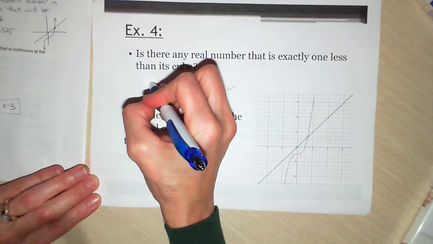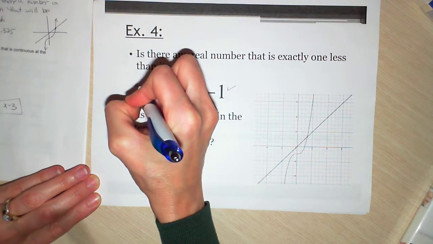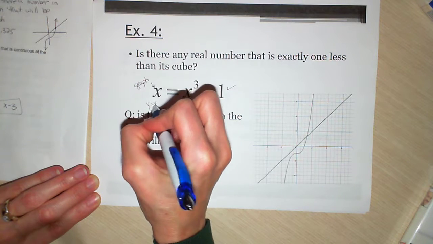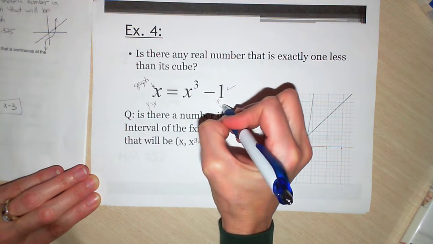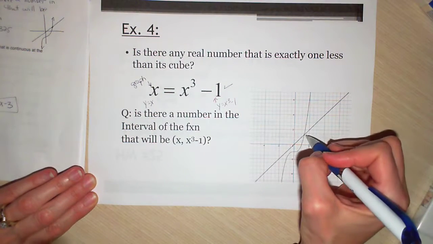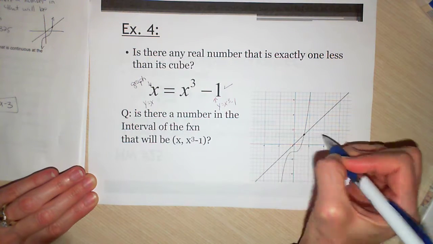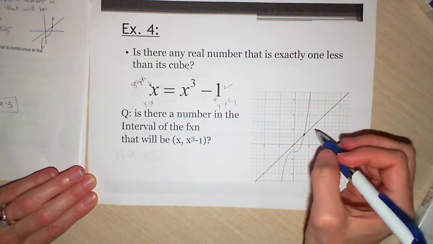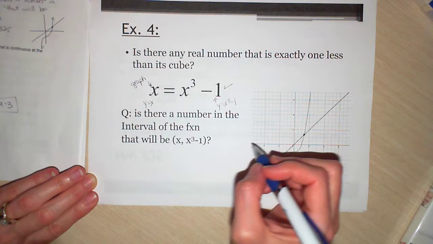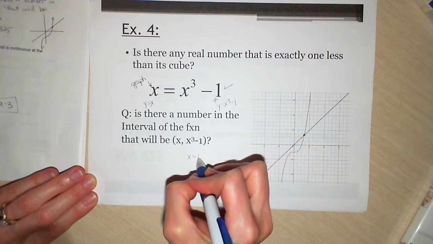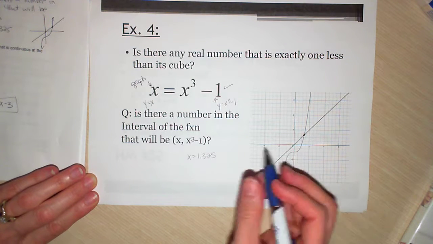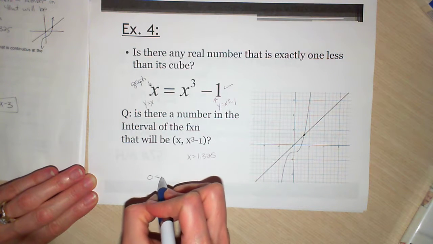So what you can think about doing is graphing this function. This is y = x, and graphing this, y = x^3 - 1, and the point we're looking for is right here. It's the intersection point of those two functions. So yes, it does exist, and it's actually equal to 1.325.